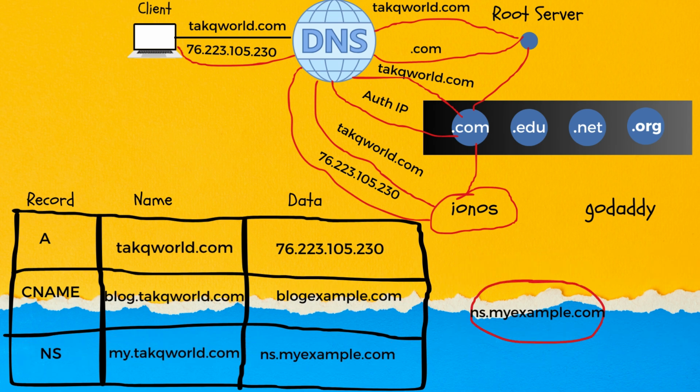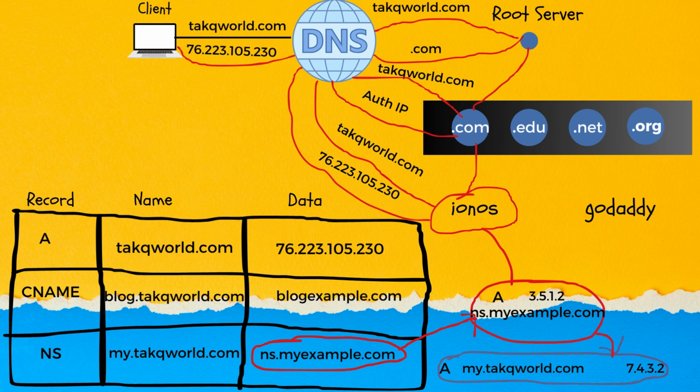The NS record points to another name server that holds the A record for the client's query. When a request for my.techworld.com is made, it is sent to the designated name server, which verifies the CNAME or A record for my.techworld.com. Once the A record is retrieved, it is sent back to the client.